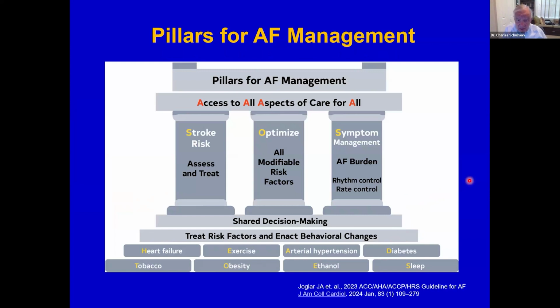Although we're not talking about management, with atrial fibrillation being so common, I thought I would just show you this from the most recent guidelines for the management of atrial fibrillation. So consider stroke risk, anticoagulation. Optimize modifiable risk factors, such as lack of exercise, arterial hypertension, diabetes, cigarette smoking, obesity, ethanol, and sleep deprivation. And then apply symptom management to reduce the burden of atrial fibrillation. AF burden is the percentage of the time that a person stays in atrial fibrillation as opposed to sinus rhythm, either with rhythm control or rate control.